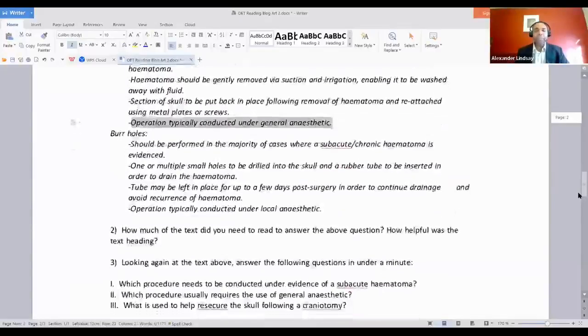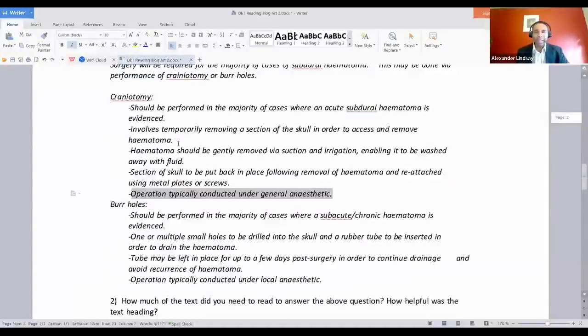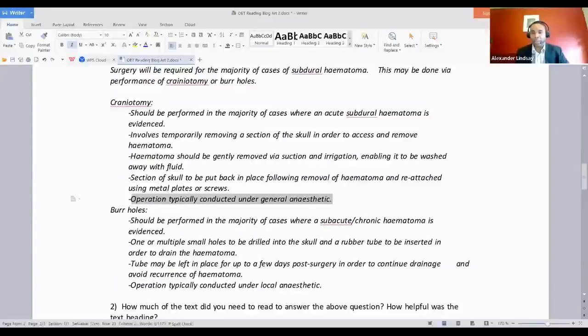And finally, number 3, what is used to help resecure the skull following a craniotomy? Okay, well, we know here is a craniotomy. We're scanning. Let's see what some of the answers were. Metal plates and screws. Again, be careful with those typos.